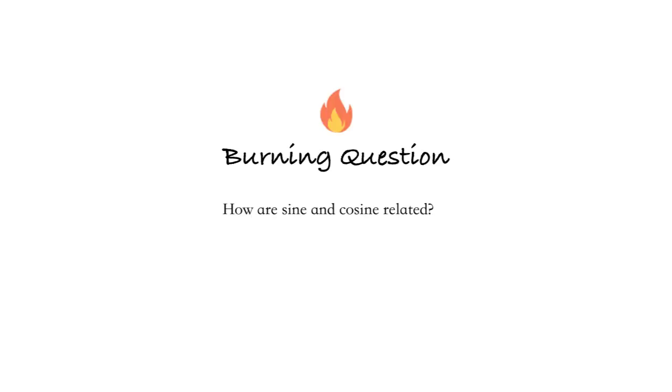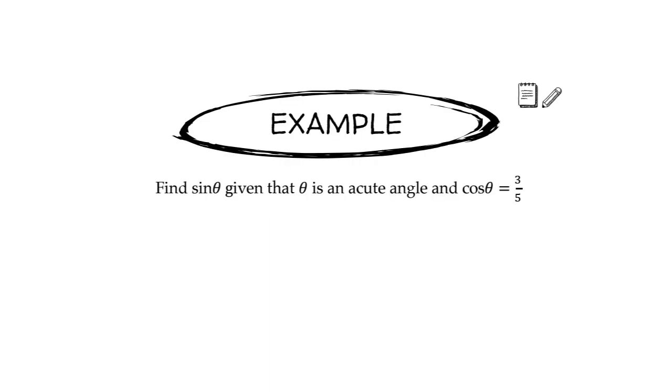One question that we'll consider in order to understand these three new functions is, how are sine and cosine related? This question can be understood through an example. Say you were asked to find sine of theta given that theta was an acute angle and cosine was equal to 3/5. In order to solve this, you might draw a triangle.